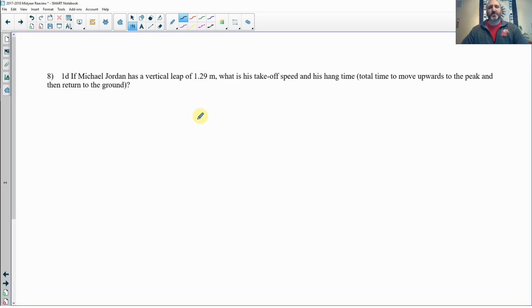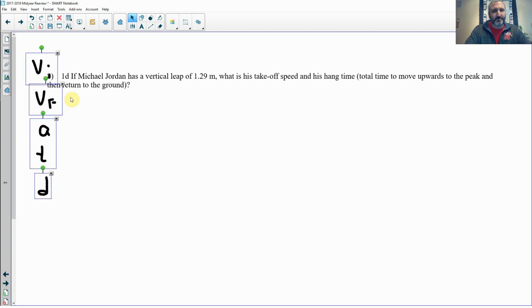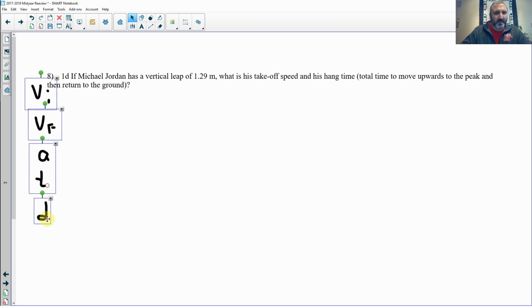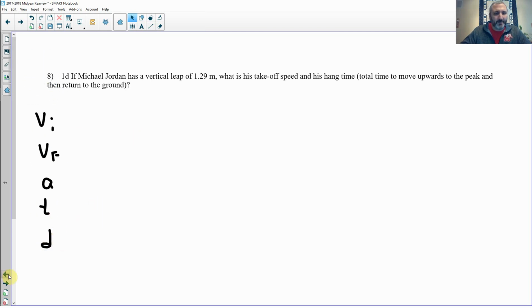Next one: Michael Jordan has a vertical leap of 1.29 meters. What's his takeoff speed and his hang time, total time up and down? This is essentially the same thing as the potato cannon one that we just did, except we're looking for some different information, because we give you the displacement as opposed to asking you to find the displacement.